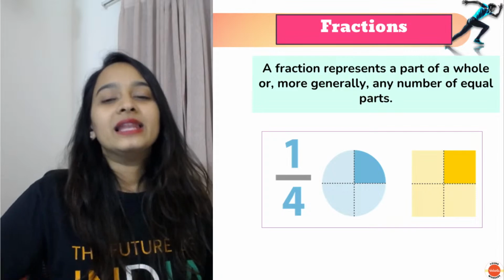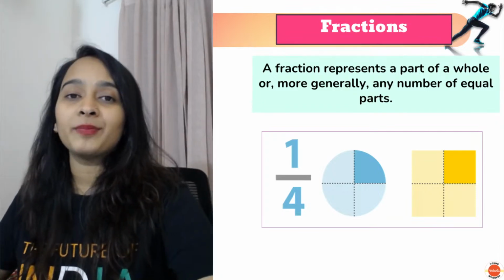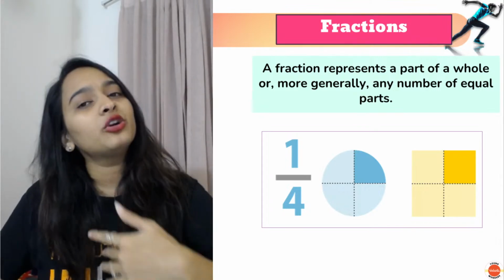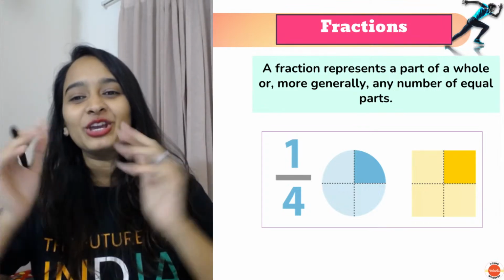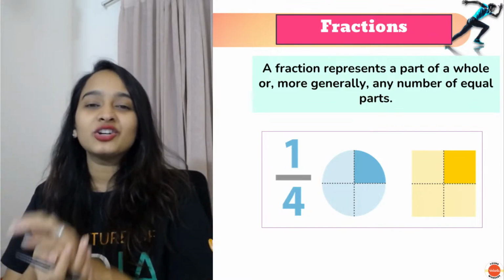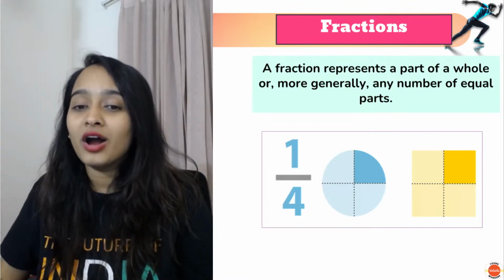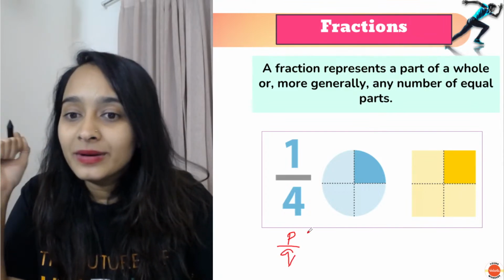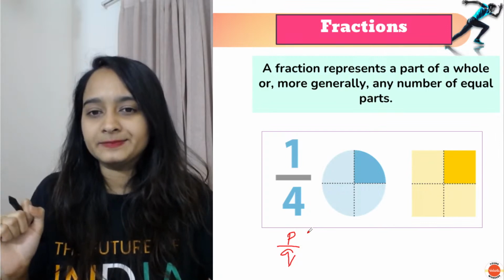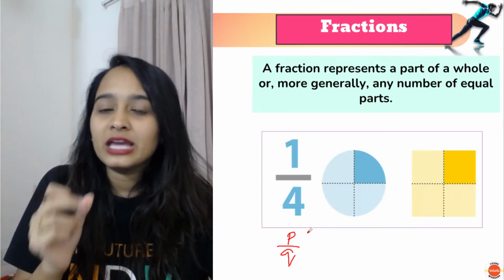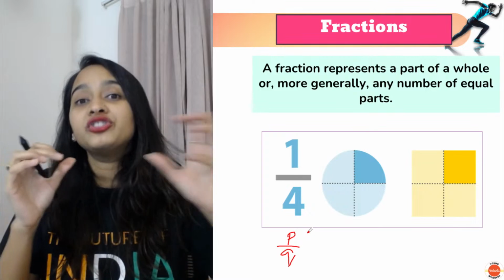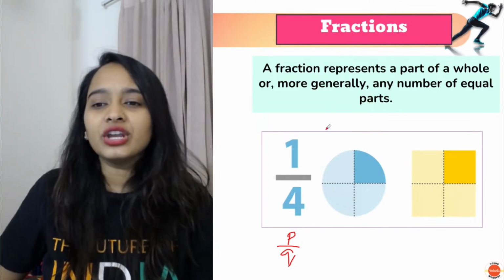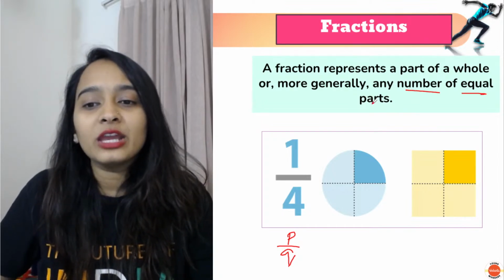Let us get started with the first topic of the chapter, which is our hero fractions and our heroine decimals. Let's talk about the hero. So hero is always of the form what? P by Q, where P is called the numerator and Q is the denominator. This P by Q, we call fractions, which represents the part of the whole. More generally, any number equal to the part.